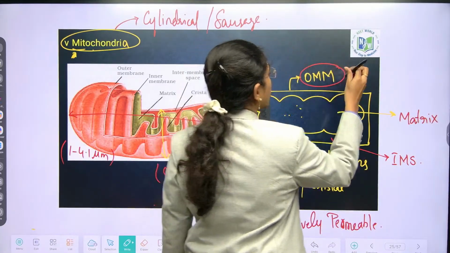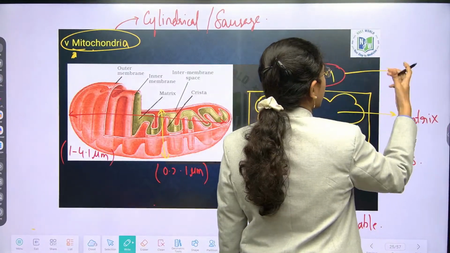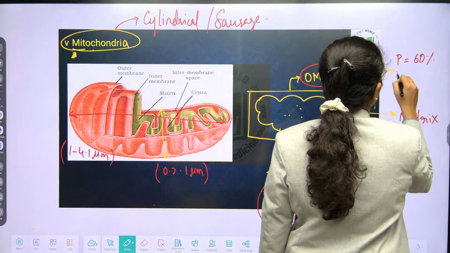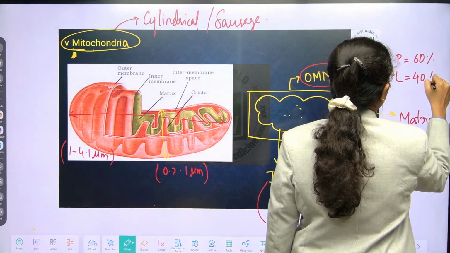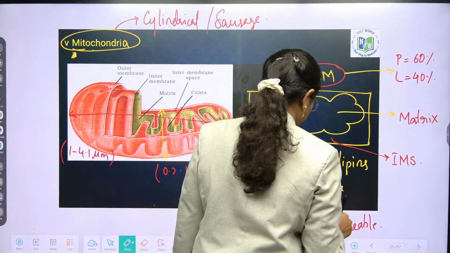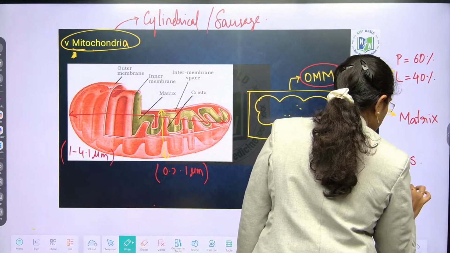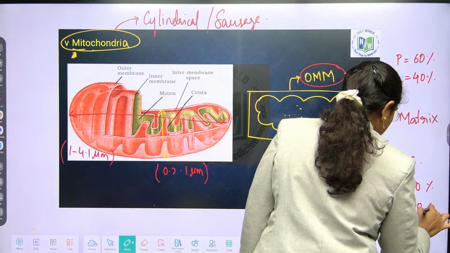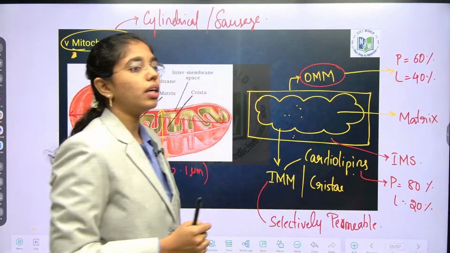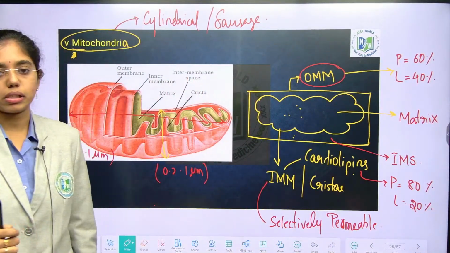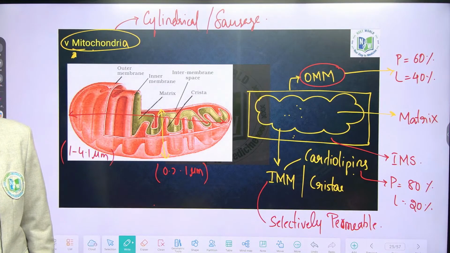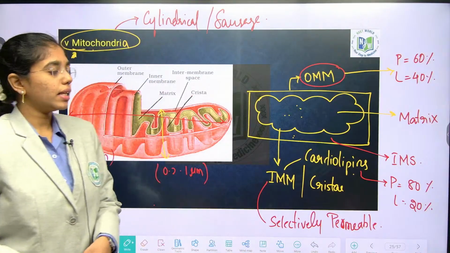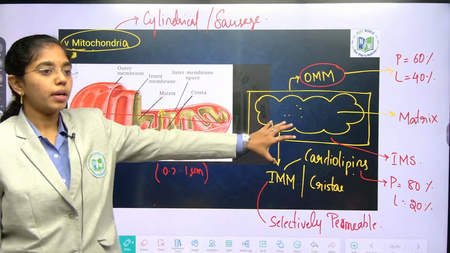How much percent of proteins and lipids are present here? Protein percentage is 6%, lipid is 40%. Here if you see, protein percent is 80%, lipid is just 20%, and that is also special types of lipids, cardiolipins. Fine? Okay. Simple and easy. Look at here once, everybody.